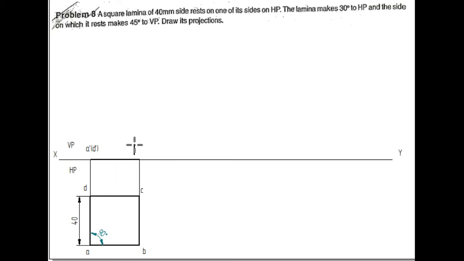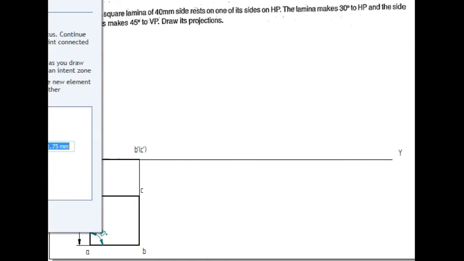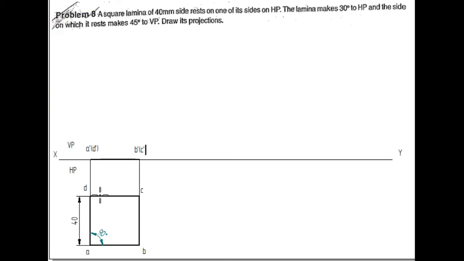This point is B dash in the bracket C dash. Now the lamina makes 30° to HP, meaning whatever line we have obtained here has to be tilted at an angle of 30 degrees. So what is the length? The length is 40 mm. We know the length is 40 mm.